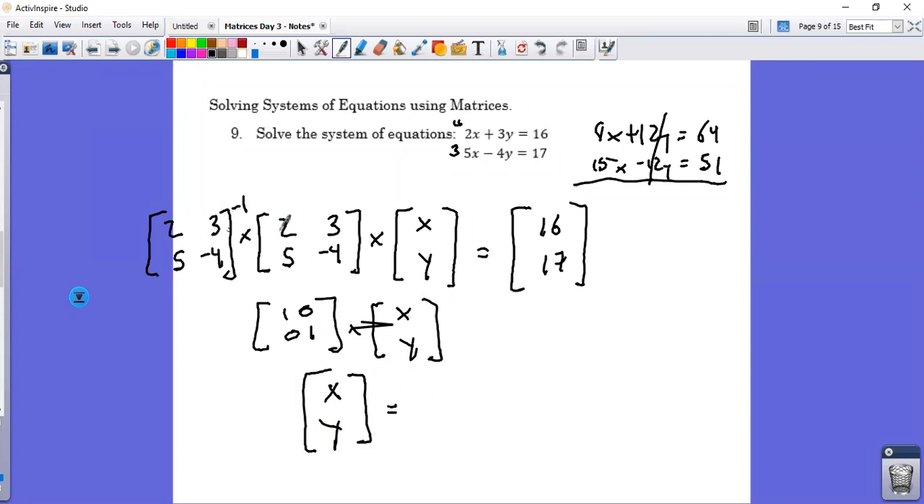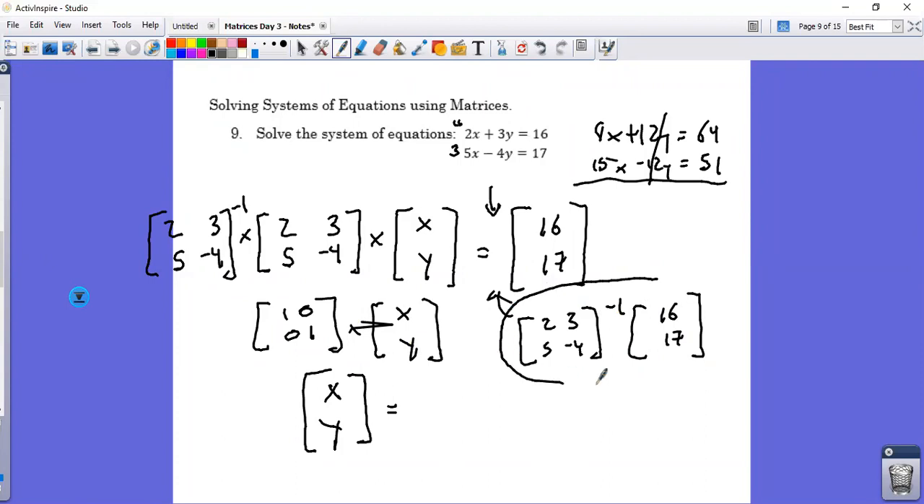So what I do on one side, I have to do on the other side. And since this is a 2 by 2, and that's a 2 by 1, it has to go in front. So you have to take your inverse, the 2, 3, 5, -4, inverse times your solution. And that's always going to work with these systems of equations.